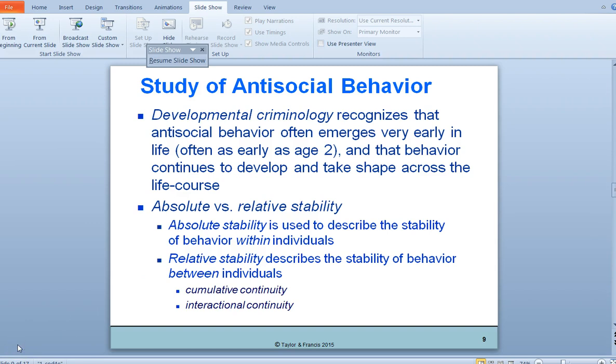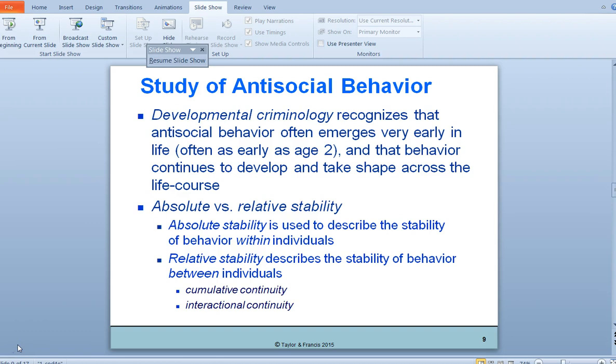Oftentimes, the antisocial behavior emerges very early in the individual's life, and the behavior continues to develop and grow as they mature through their life course. Absolute versus relative stability. Absolute stability is used to describe stability of behavior within individuals, and relative describes stability of behavior between individuals.